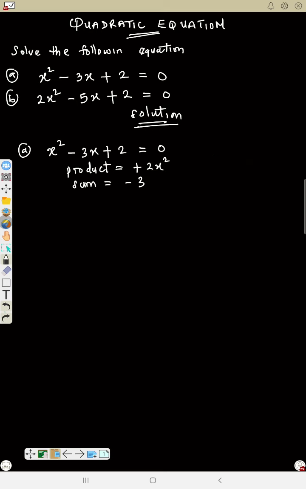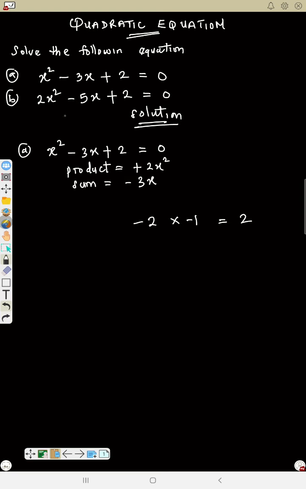So let's take it again. In this case our sum is minus 3s. What are the two numbers that will multiply to give us 2? You can see that the only option is 2 times 1 that will give us 2. But now the sum is minus 3. How can we achieve minus 3 from here? Anytime the sum is minus and the product is plus, just put minus in the two numbers.